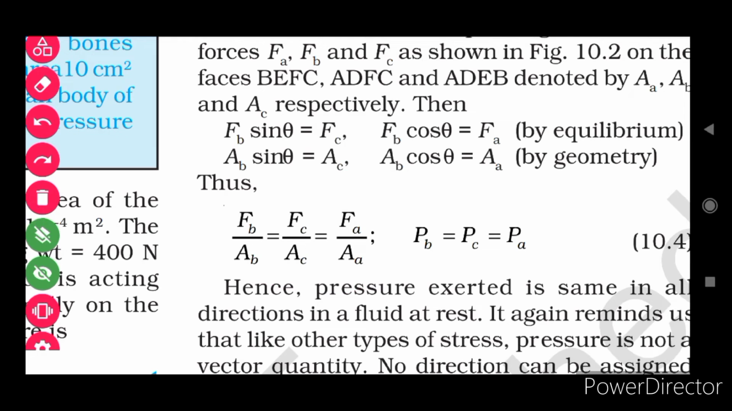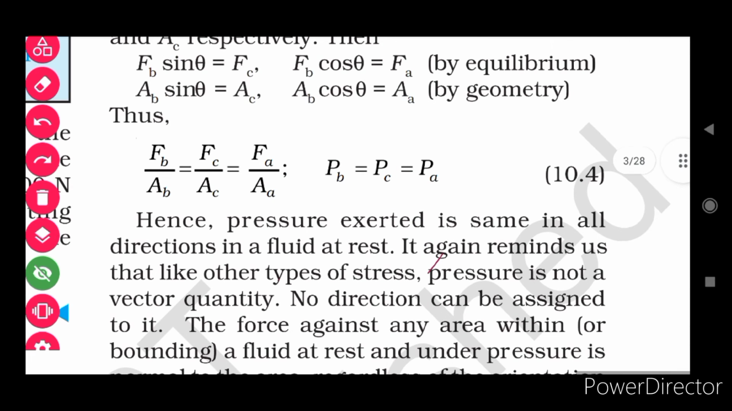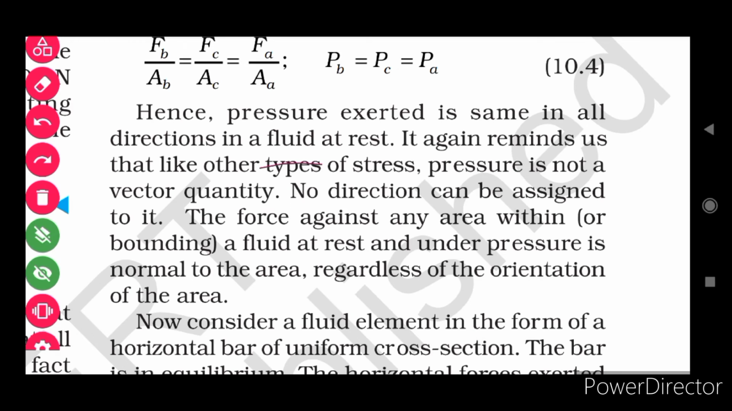So the pressure on all the three areas is equal, because the three points we considered were at the same height. As we consider the element to be very small, this proves that the pressure exerted is the same in all directions in a fluid at rest. It again reminds us that, like other types of stress, pressure is not a vector quantity.